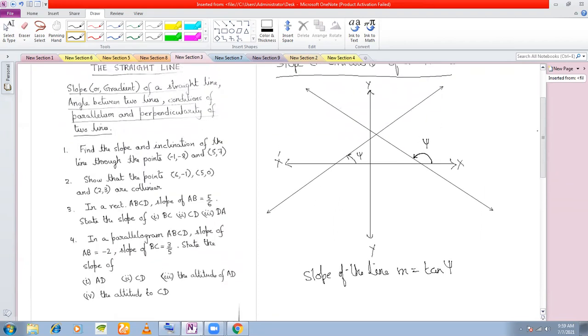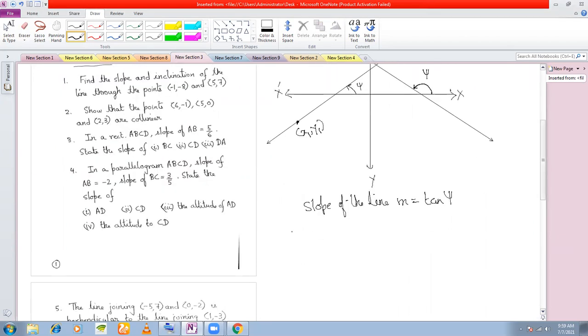Now, how do you find out the slope of a straight line in which you know any 2 points? Suppose I know a point x1, y1 on this straight line, and another point say I know as x2, y2. 2 points I know on the straight line. Or if I want to find out the slope of the line joining x1, y1 and x2, y2, then how will I find out? In this case, slope of the line L is equal to y2 minus y1 by x2 minus x1. This is a formula you need to remember.